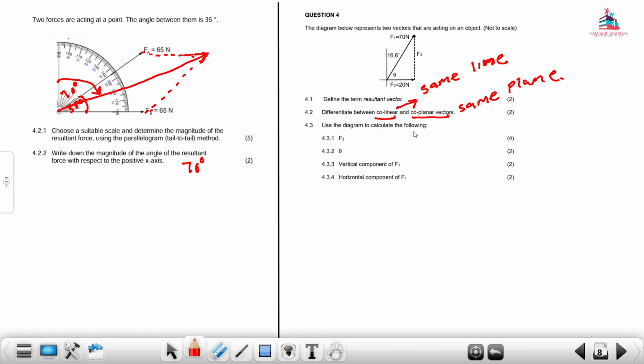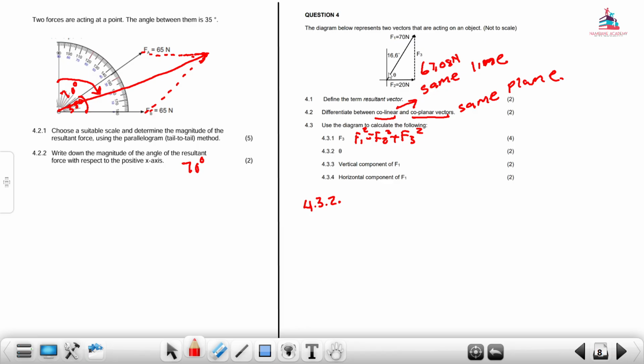Use the diagram to calculate the following. F3, that's where you're going to use F1 squared plus F3 squared. Then you will substitute to determine F3. So as I calculated, my F3 is 67.08 newtons. And then they say we must determine the angle.